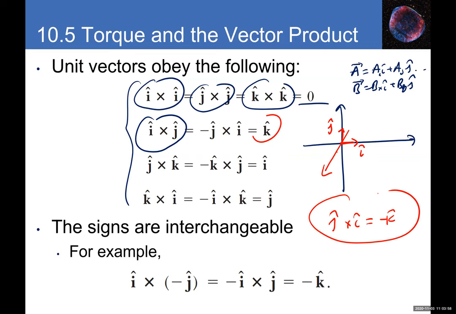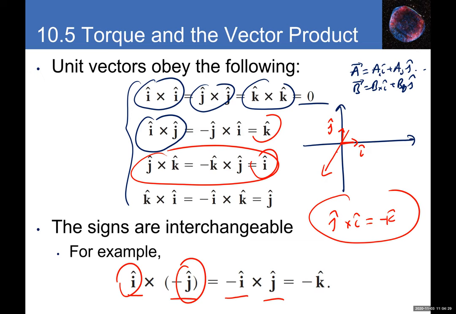So anyway, you can practice a little bit using your right-hand rule and verify all of those: j hat cross k hat is i hat, negative k hat cross j hat is also i hat, and all of those things. The signs are interchangeable. For example, i hat cross negative j hat is basically the same as negative i hat cross j hat, because as long as they are perpendicular, the negative can be moved from one to the other. The answer is still negative k hat for both of them.